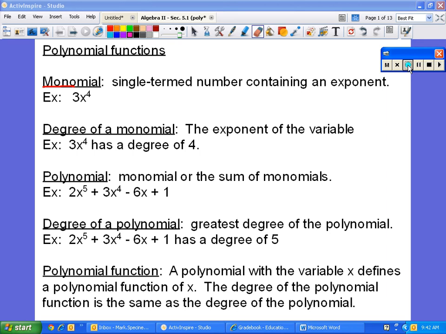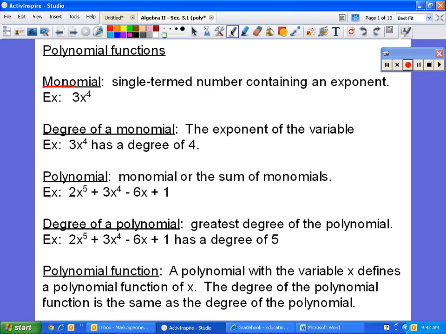So polynomial is going to be a many-term monomial. When we talk about polynomials, one of the things we're going to talk about is its degree. When we talk about the degree of a monomial or a polynomial, we're talking about the exponent. So whatever the value of the exponent is, that's the degree. So 3x to the 4th power, we would say is a 4th degree monomial. There's a special name for it. We'll talk about that a little bit later.